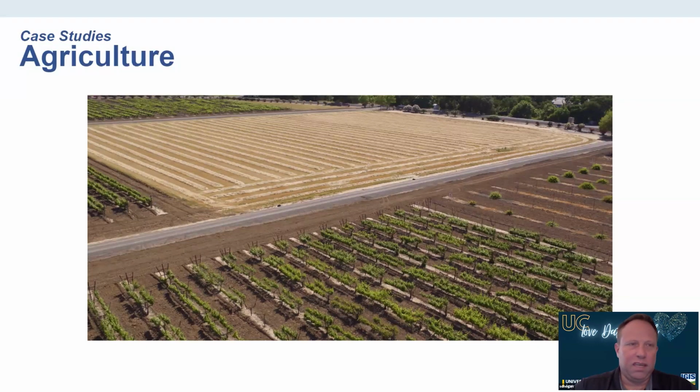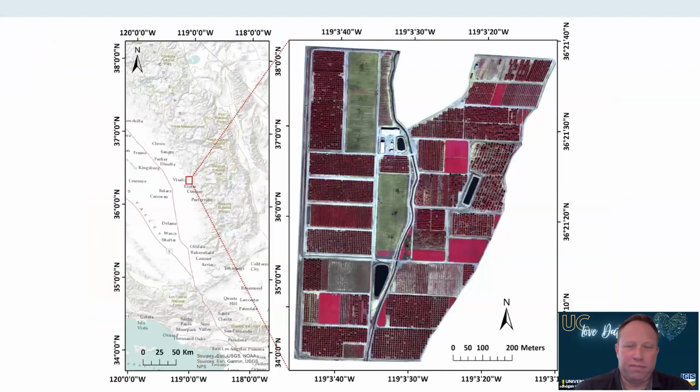Speaking of agriculture, we've got some case studies here too. Next. One of the sites that we've flown quite a number of times and published papers from is the Lindcove Research and Extension Center, down by Visalia. That's east of Visalia. And next.